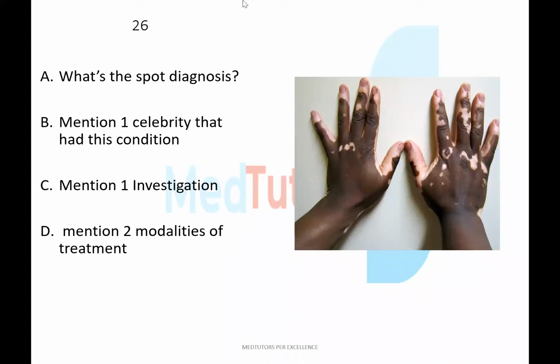So that's about it. Then for treatments, there is really no definitive treatment for vitiligo as of now. What most people do is that they can probably do camouflage. They just blend the skin with something artificial.